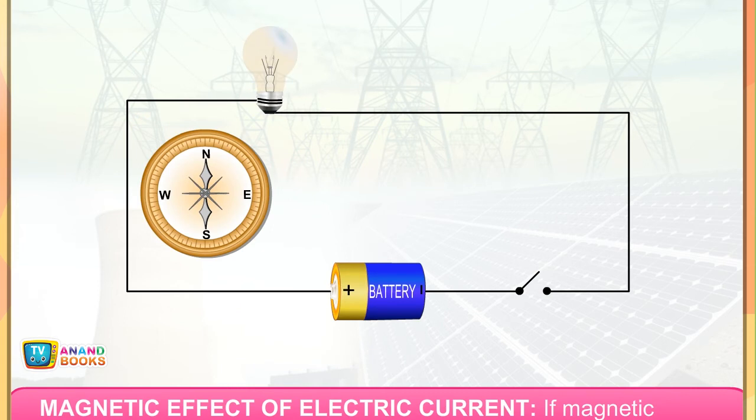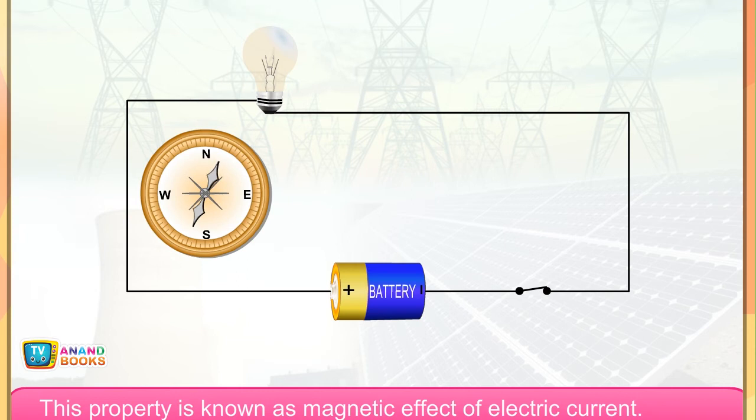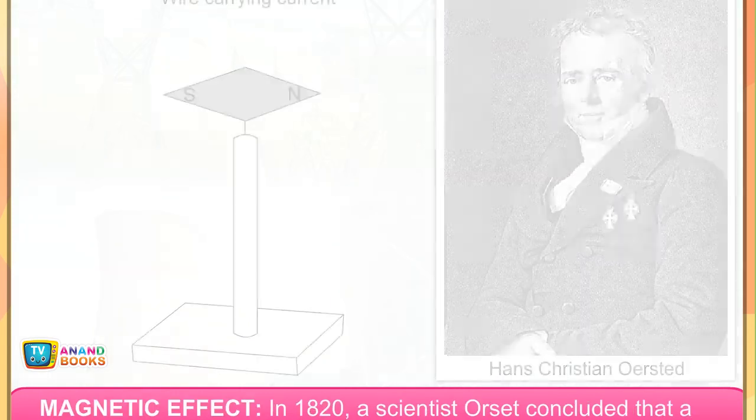Magnetic effect of electric current. If a magnetic compass is placed close to a wire in which electric current is flowing, the compass needle deflects as if some other magnet is attracting it. A metal wire with electric current behaves like a magnet. This property is known as the magnetic effect of electric current.